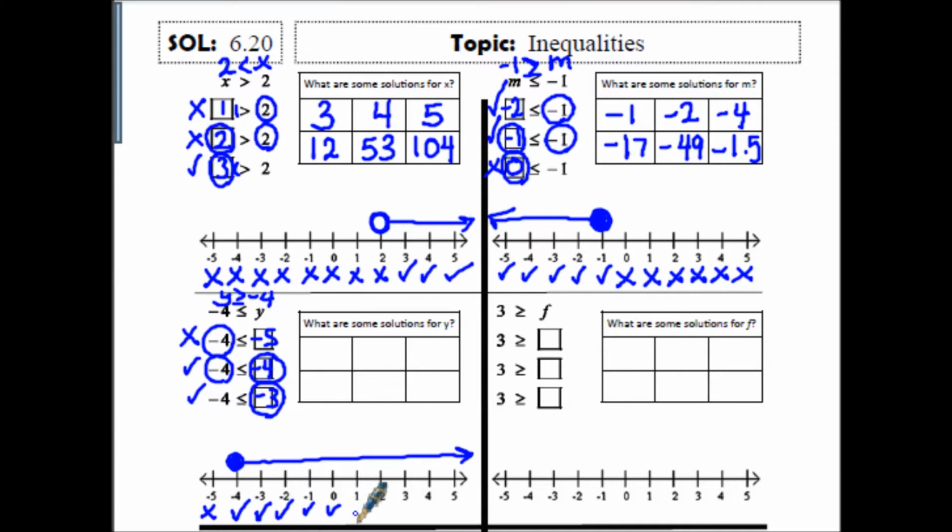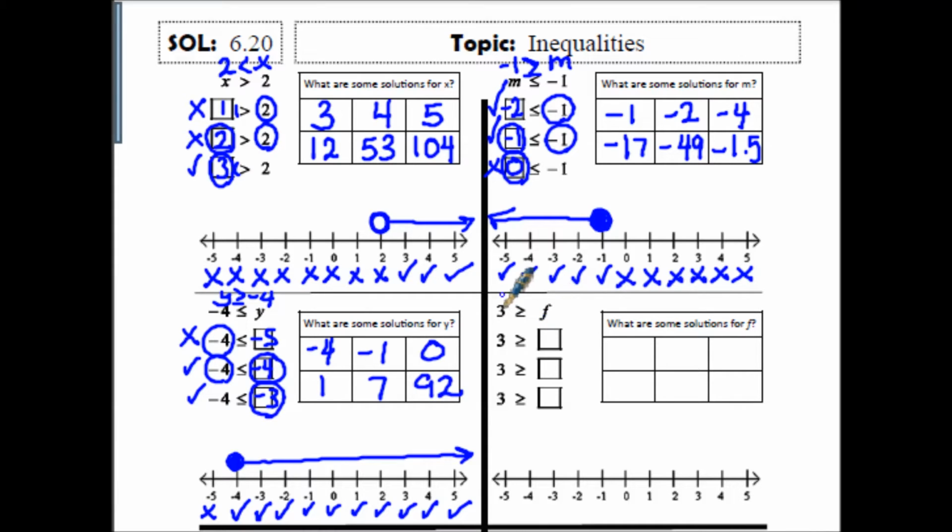So all of these numbers that are underneath the arrow are solutions, and everything to the left on the graph would not be a solution. So negative 4 is a solution, negative 1, 0, 1, positive 7, positive 92, everything to the right of negative 4 on the number line, including negative 4, because the equal to sign is a solution in this case.